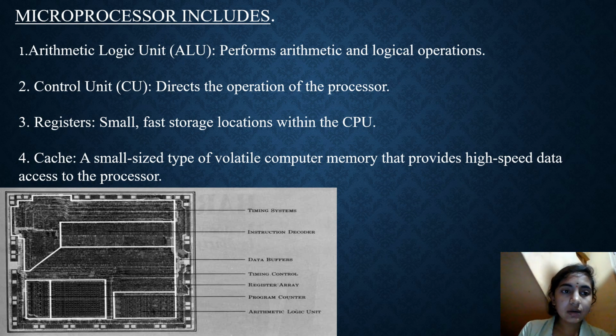So next is what this microprocessor includes. It includes an arithmetic logic unit, that is ALU. It performs arithmetic and logic operations. Next is the control unit, that is CU. It directs the operation of the processor. And next is registers. These are small, fast storage locations within the CPU. And next is cache, a small sized type of volatile computer memory that provides high speed data access to the processor. So here we can see the diagram of a microprocessor chip.